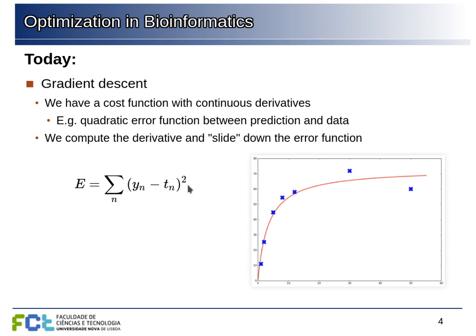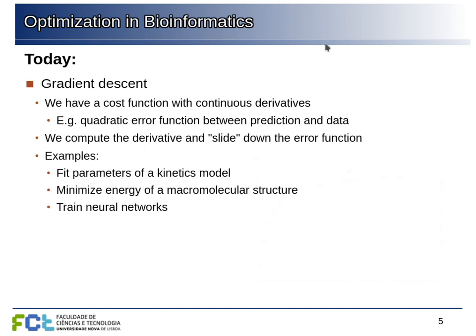The derivative is continuous, so we can choose any point here in the space of parameters for our model, and then look at what changes occur that we can use to slide down this function and thus optimize the parameters of our model. So this is one approach that we can use when we have a cost function with continuous derivatives.